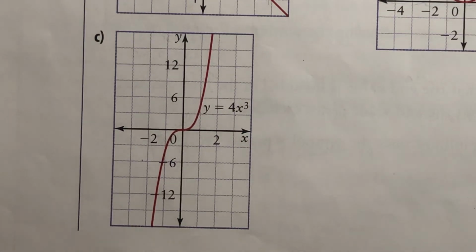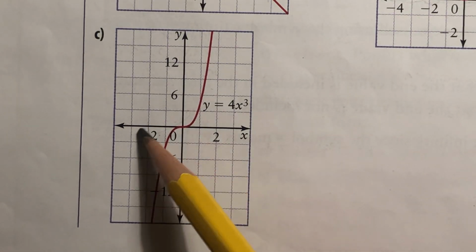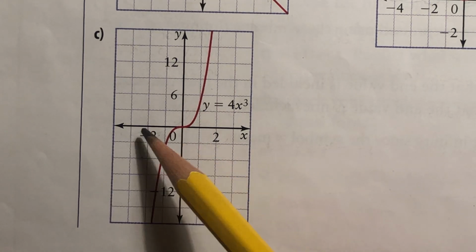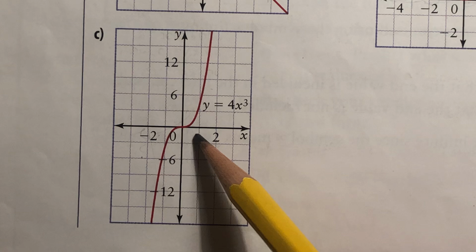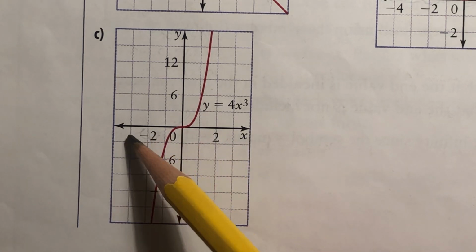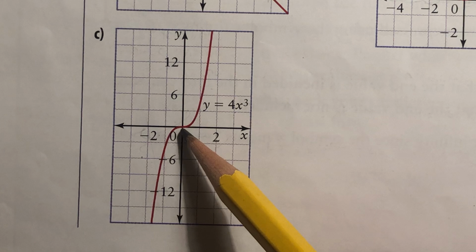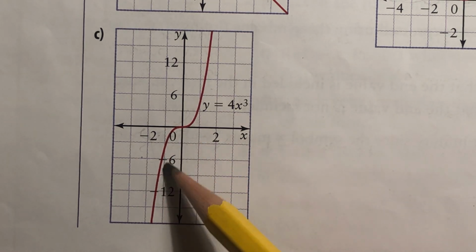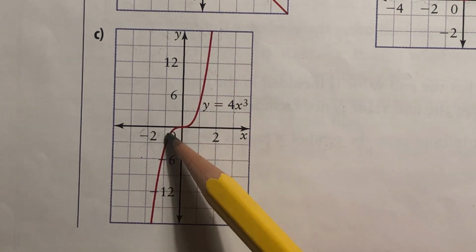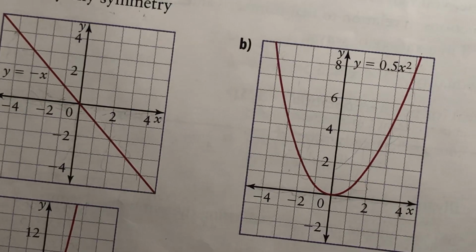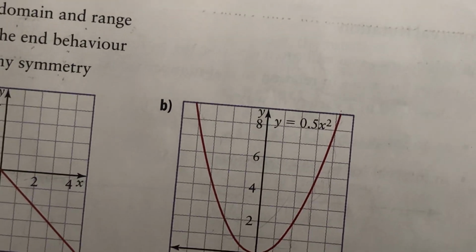For the last graph, what's the domain? Domain is x values. You can have all the different x values. So the domain is all real numbers. And how about range? Range is all y values. You can have all different y values. Okay, this is Example 2.